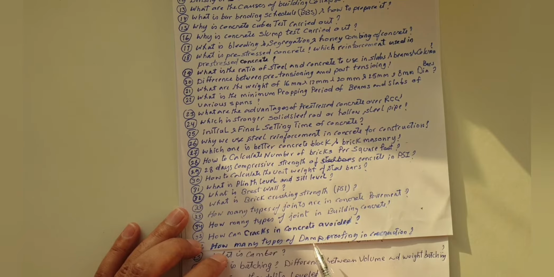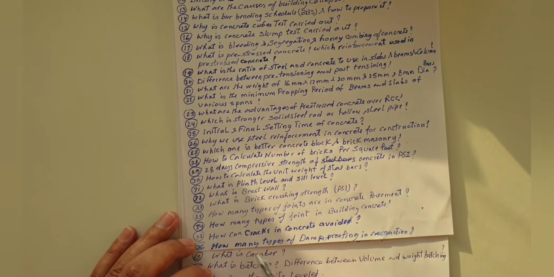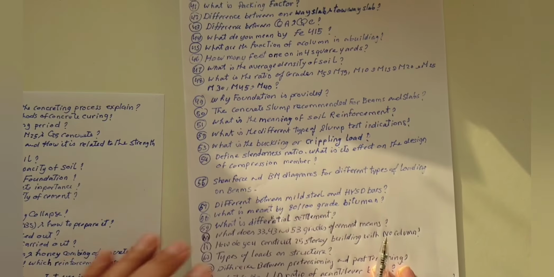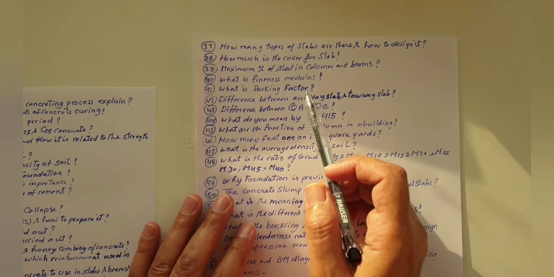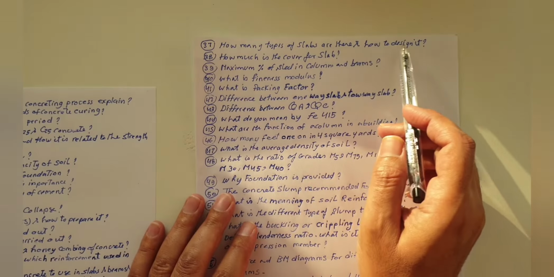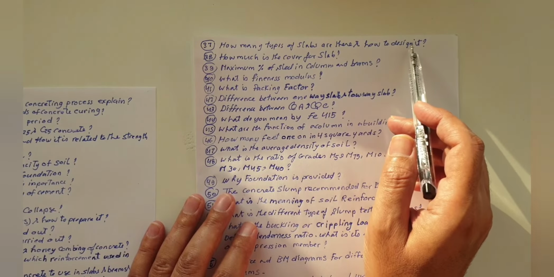How many types of damp proofing are in concrete construction? How many types of damp proofing, or how many types of waterproofing also? How many types of slab are there and how to design them?